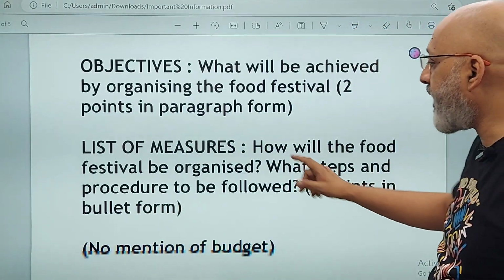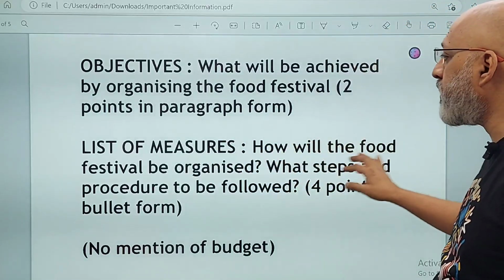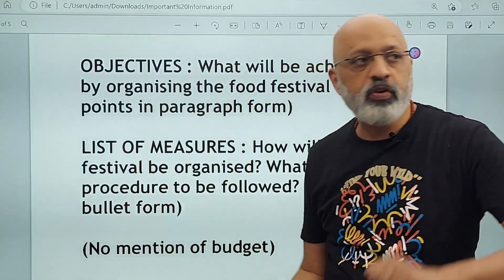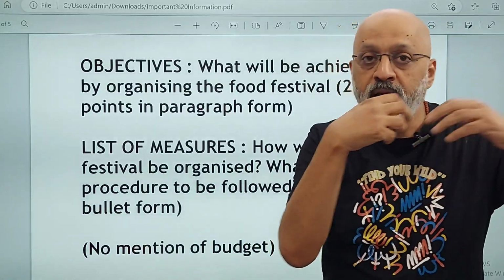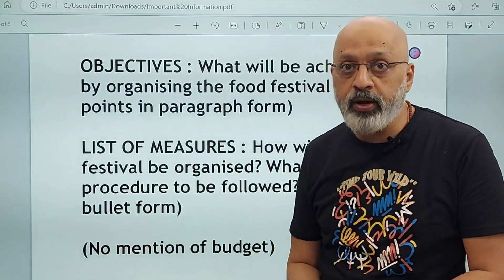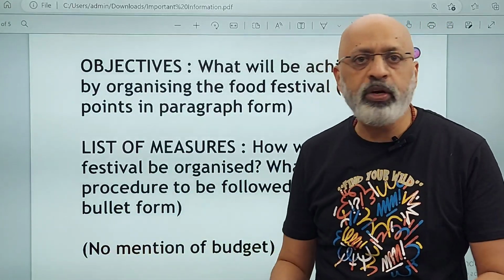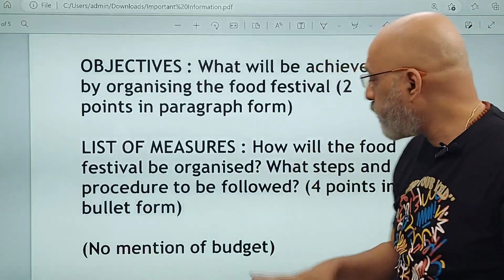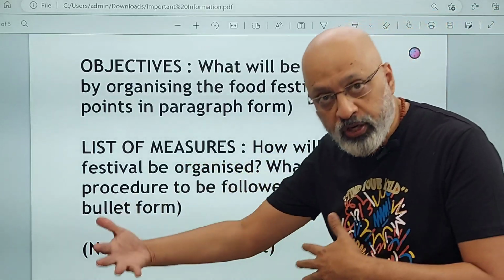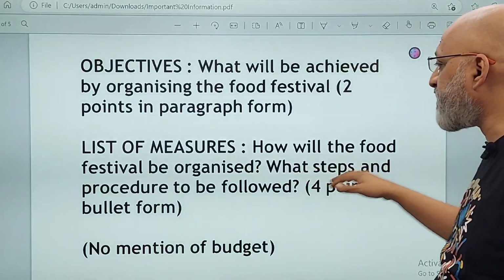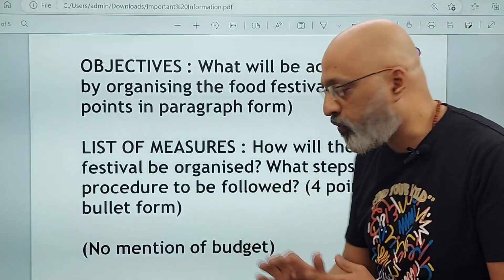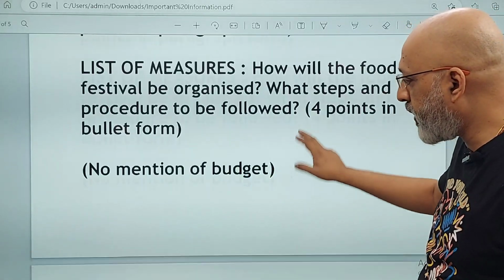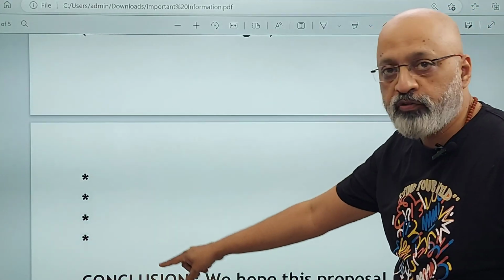Then you will write a list of measures. How will the food festival be organized? It could be a food festival, it could be a books fair, it could be a science fair, right? It could be a yoga competition or a yoga event, whatever. So you need to think, how will the particular event be organized? What steps and procedure need to be followed? 4 points in bullet form. So there is no need to mention the budget. So you'll write 4 points in bullet form like this.